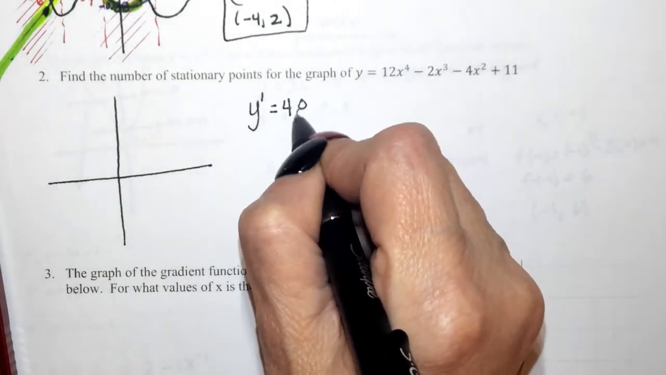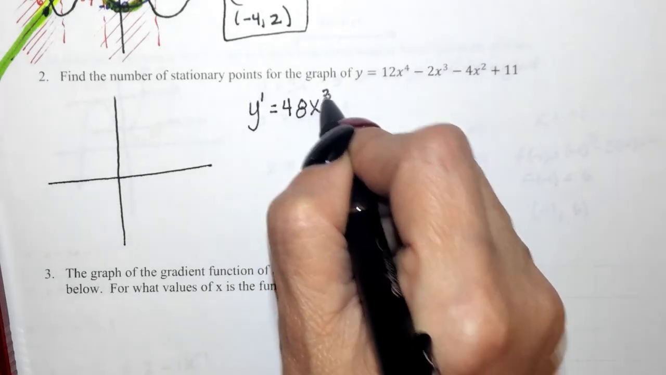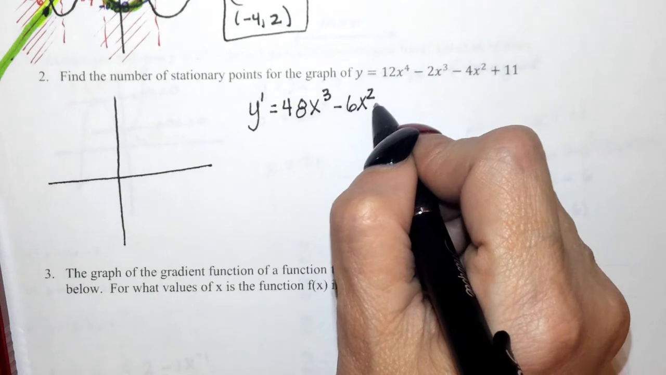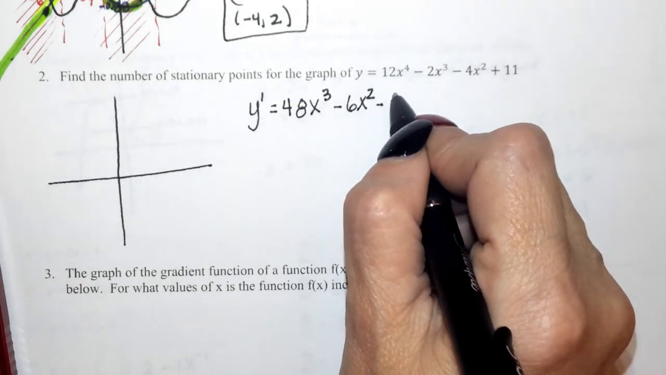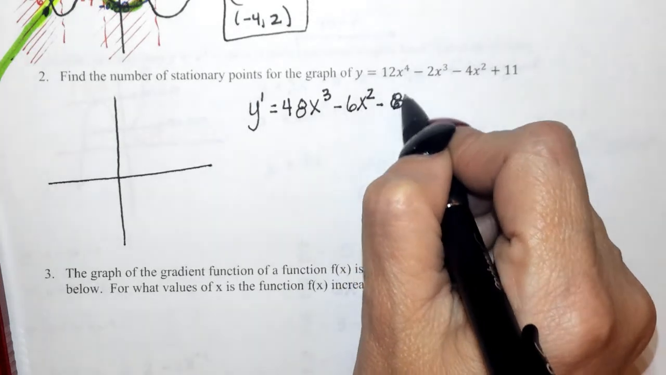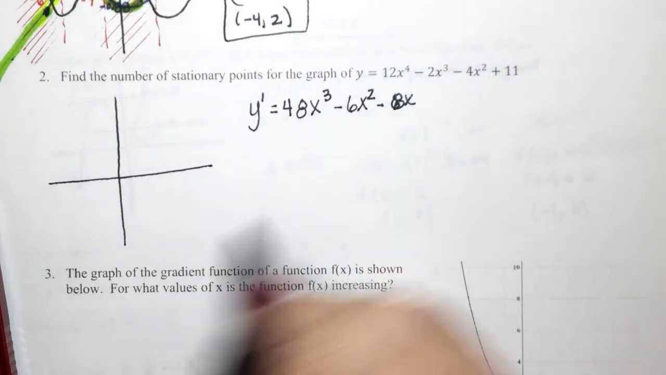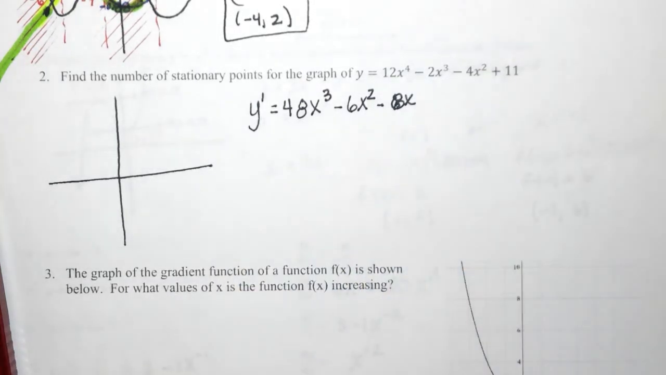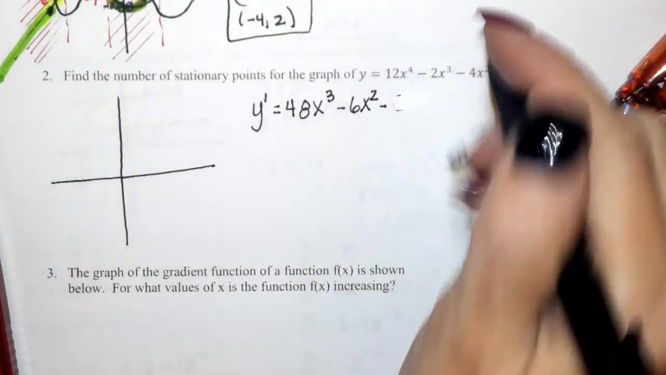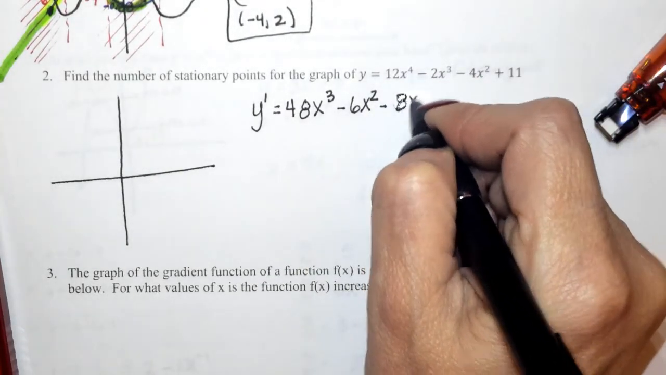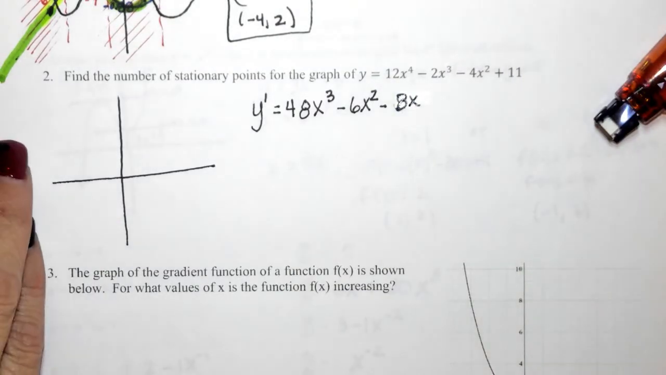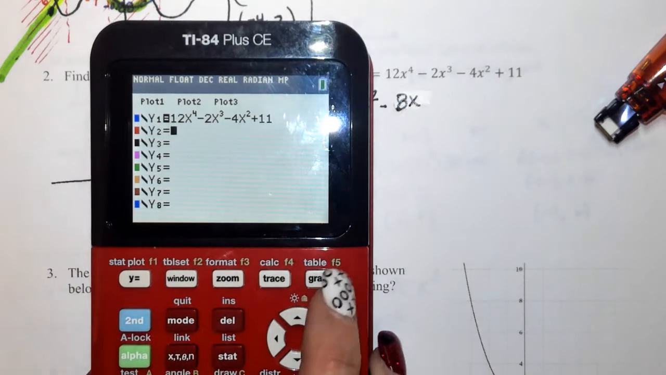So let's do that. Let's do 48x to the third minus, oh, sorry, minus 8x. And then the 11 goes away. That's an 8. That does not look like an 8, but that's an 8. Okay, y equals, and now, that's my derivative, but I want to show you on here how to do that.